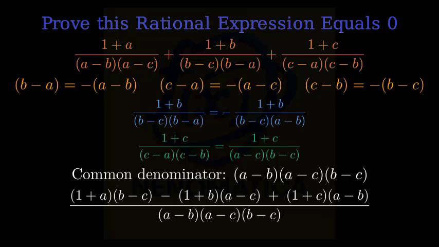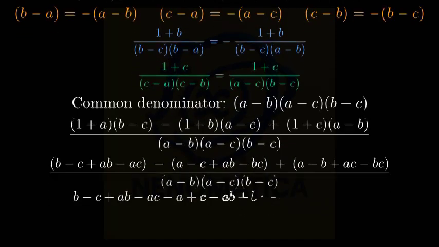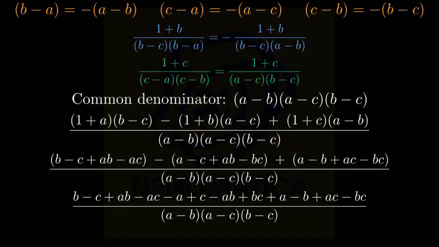Next, expand the numerator using the distributive property. We get b minus c plus ab minus ac, minus a minus c minus ab plus bc, plus a minus b plus ac minus bc. Now remove parentheses and combine like terms carefully. The numerator becomes b minus c plus ab minus ac, minus a plus c minus ab plus bc, plus a minus b plus ac minus bc.